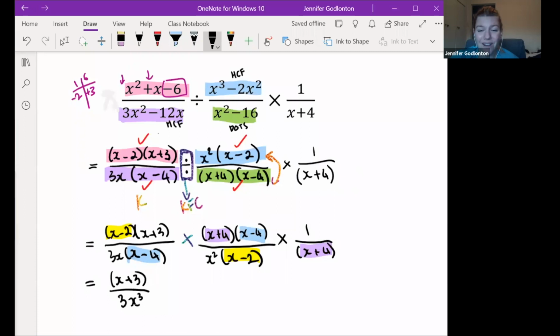So very well done to anyone who got there. You would get a mark just for doing the KFC. So you would get a mark for doing that multiplication sign and for showing that you flipped that fraction. What an awesome mark to get. And then you would get a mark for your final answer. So in the end, this question would be out of 6 marks, which is quite substantial.